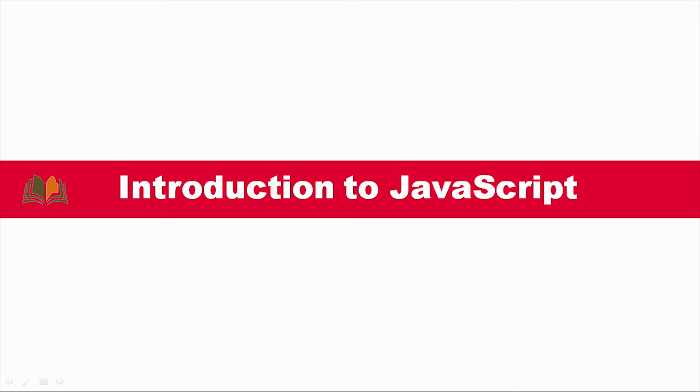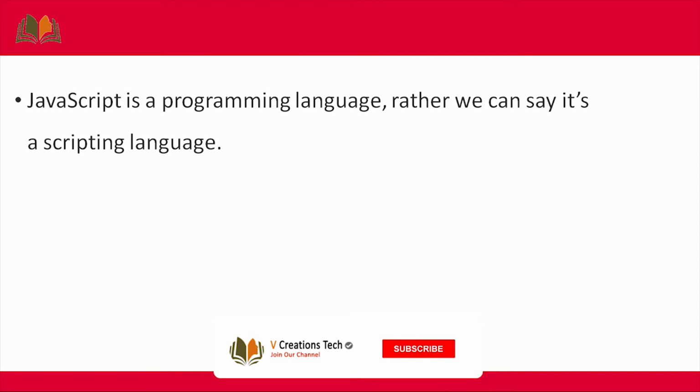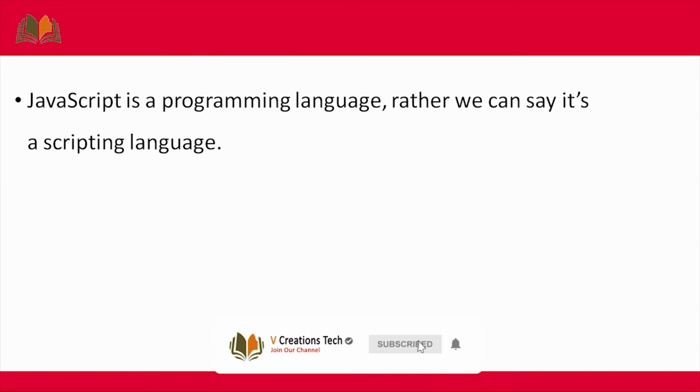In this tutorial, we are going to discuss an Introduction to JavaScript. First of all, JavaScript is a programming language, or rather we can say it's a scripting language. Why is it called a scripting language? Because whatever code we write inside JavaScript is present inside the script tag. Under the script tag, all the JavaScript code is there, and due to that reason, we call it a scripting language.